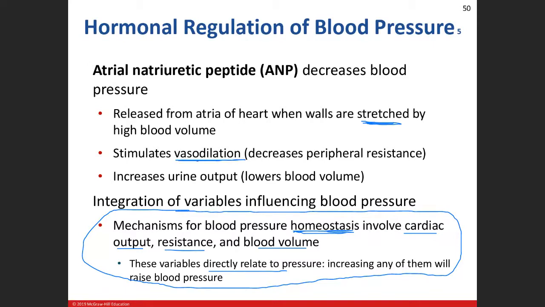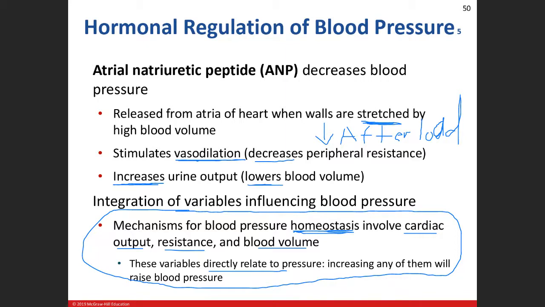That is going to decrease your peripheral resistance, or what's another name for peripheral resistance? Afterload. It's going to decrease afterload. So if we cause blood vessel dilation, we'll have decreased resistance, then we'll have decreased blood pressure. At the same time, it's going to tell the kidneys, hey, make more urine. Get rid of that blood volume. Let's decrease the blood volume a little bit, so get rid of some water. So that's what we're going to see, a lowering of the blood volume.